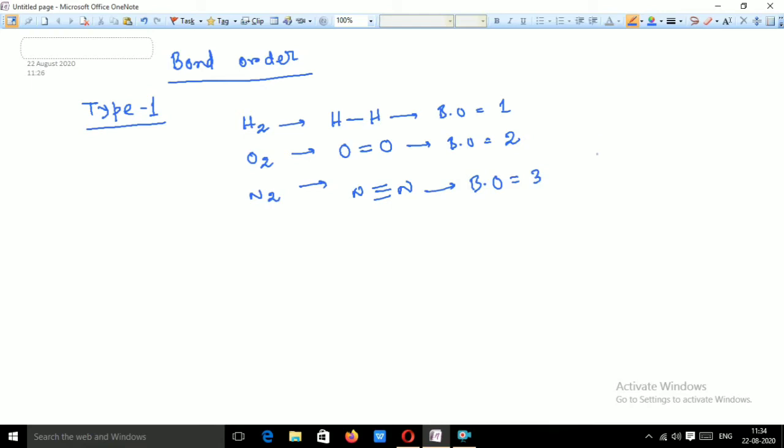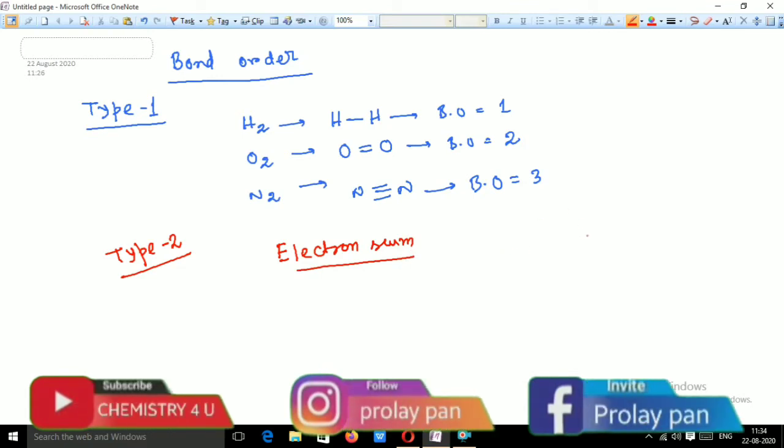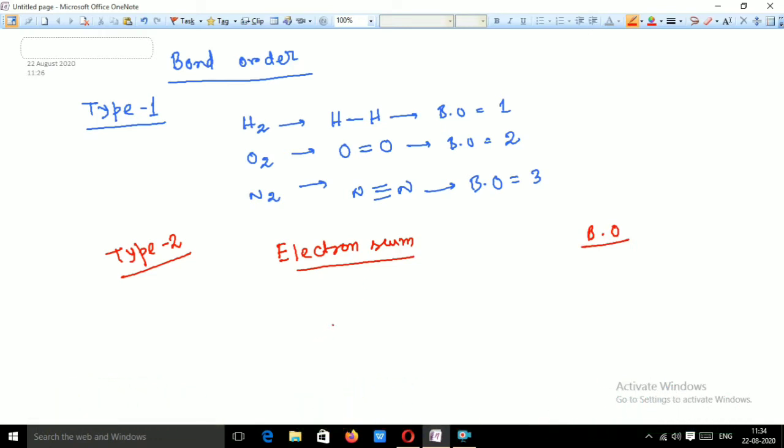That means we have to draw the structures of all the compounds and then we can interpret the bond order very easily. Now the main part is type 2. In case of type 2, we just have to follow some rules. We have to calculate the electron sum of the compound, and from this we can very easily calculate the bond order. In that case we have to remember only one number, that is 14. If the electron sum is 14, then the bond order will be 3.